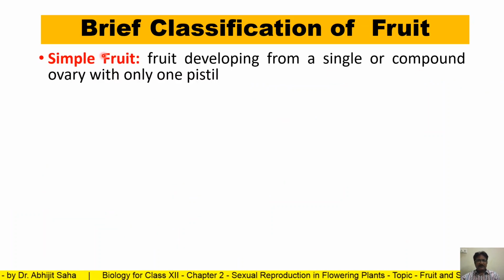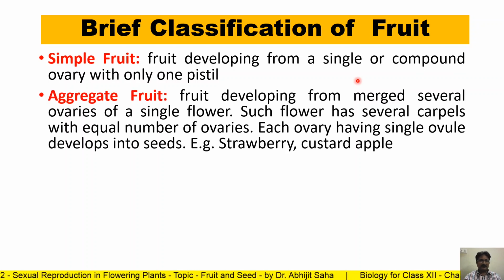First is simple fruit. Whom to call a simple fruit? Any fruit which develops from a single or compound ovary but with only one pistil. It can be a single ovary or a compound ovary, doesn't matter, but there will be only one pistil. This will be called as a simple fruit.